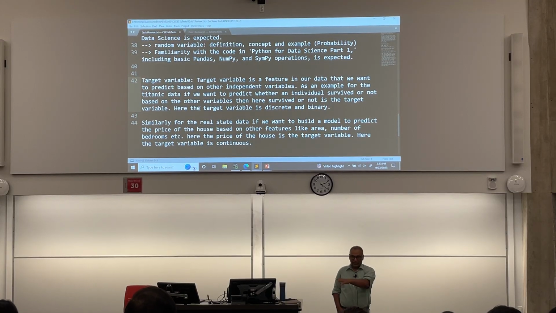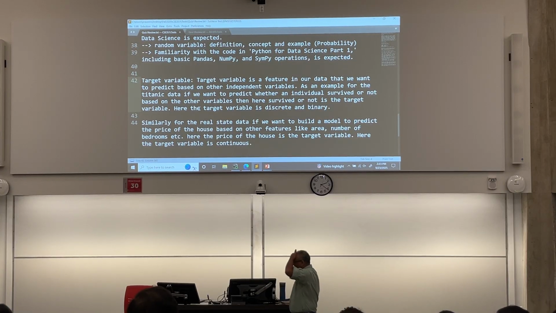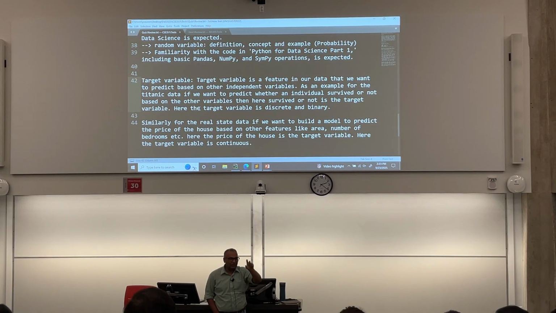Binary, continuous, right? And we can have more categories also, right? Can you think of a target variable which is discrete, but we can have more than two classes? Like survival, non-survival, there are two possibilities. Can we think of a scenario where our model should be predicting more than one outcome, more than one category? I'm using category as a general term.